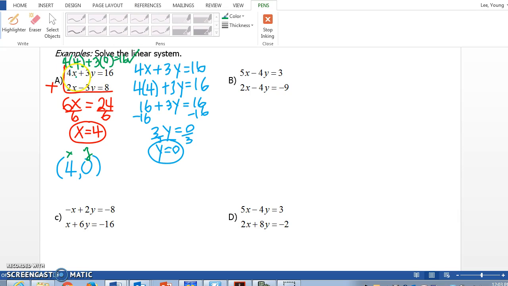Now let's check the next one. So 2 parentheses 4 minus 3 parentheses 0. We're just substituting the values to see if we get 8. Is that 8? Make sure you grab a calculator and put it in your calculator. 2 parentheses 4 minus 3 parentheses 0 equals 8. Is that right? Check. So since this ordered pair satisfies both equations, this is the answer for the system. Are we good?